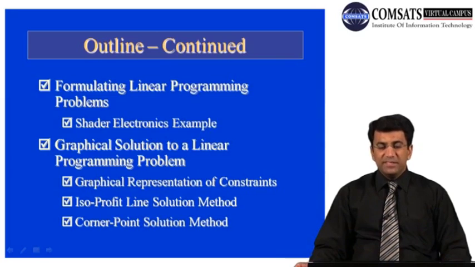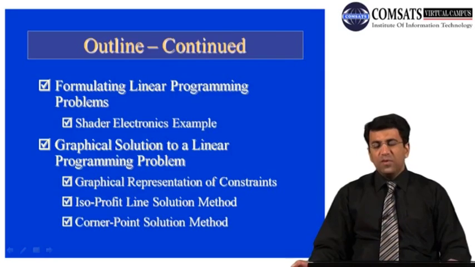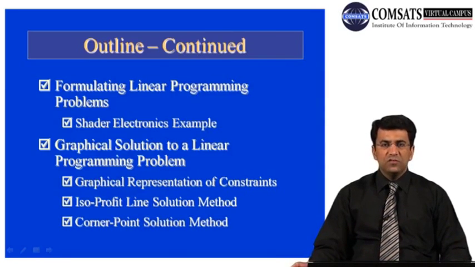Then there are two sub-methods which are used for the graphical method in order to achieve our objectives. One method is known as the isoprofit line method. The other method is the corner point solution method. The corner point solution method is mostly used in order to achieve our linear programming objectives, but we will also go through the isoprofit line solution, so that you can have the idea of what this solution is about.